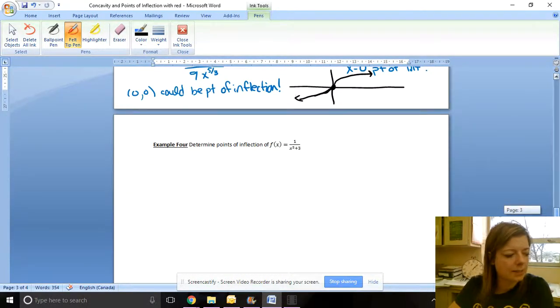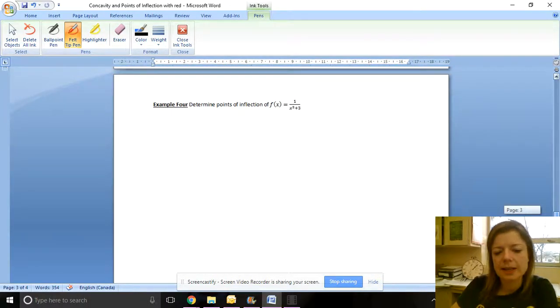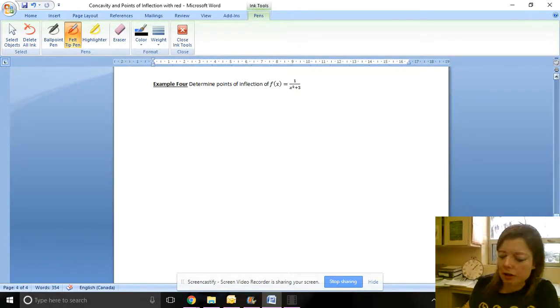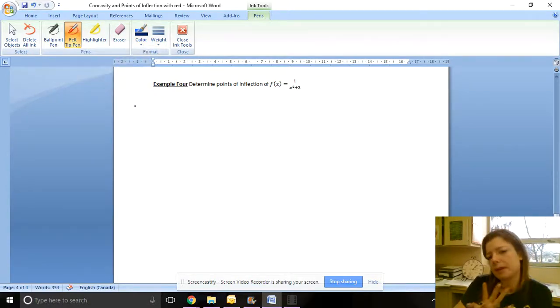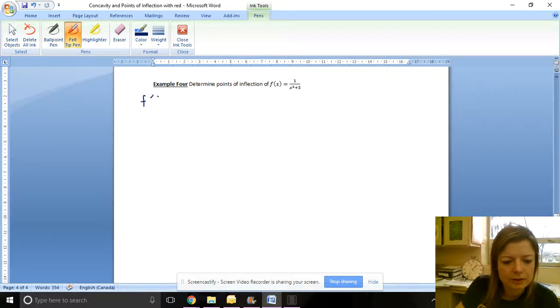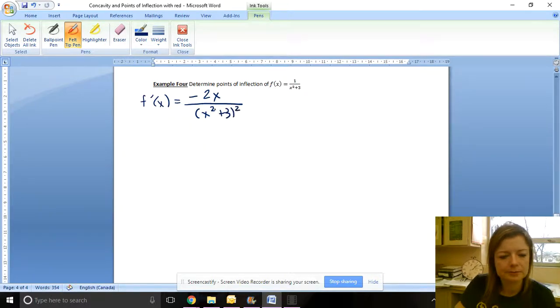Okay, one more example, example 4. So this is a rational function, obviously. So I'm not going to lie, finding the second derivative isn't fun, but we can do it. Just bear with me. So let's determine the points of inflection. So first we have to get the first derivative before we can get the second derivative. So remember, it's the bottom times the derivative of the top, which is 0. So then minus the top times the derivative of the bottom, which is just 2x. So that's how you get the numerator all over the denominator squared.